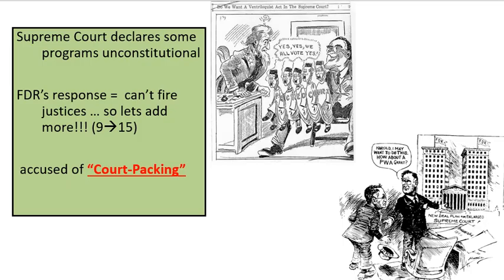Now, FDR doesn't always make the best decisions. He tries, but one of the topics where we're going to have some issues is with the Supreme Court. He has what's called the court packing scandal or court packing scheme, depending on where you're seeing things. All those programs that were deemed unconstitutional by the Supreme Court, he's going to try and fix. So he comes up with the idea that the president is allowed to appoint justices to the Supreme Court, so he's going to try and do that. He's going to add from 9 members to 15.